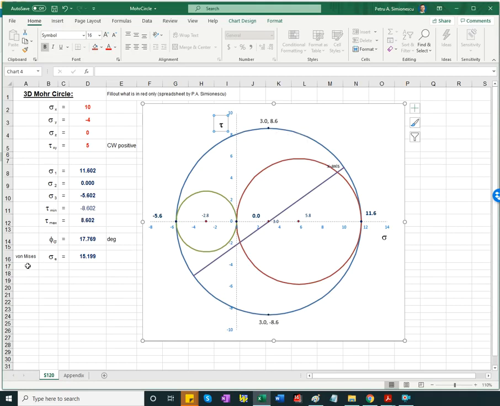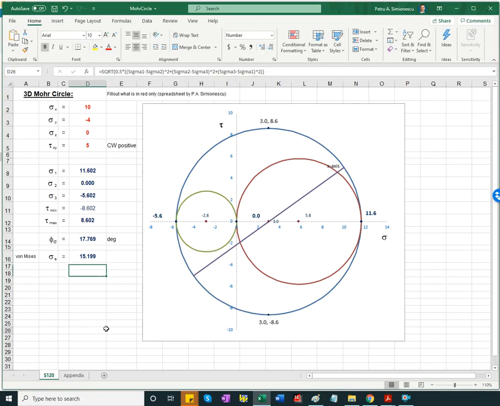And it also calculates the equivalent stress, assuming this to be a ductile material. It calculates using sigma 1, sigma 2, and sigma 3, where sigma 2 is 0, and sigma 3 will be this value. Okay, and it's a 3D Mohr circle figure.